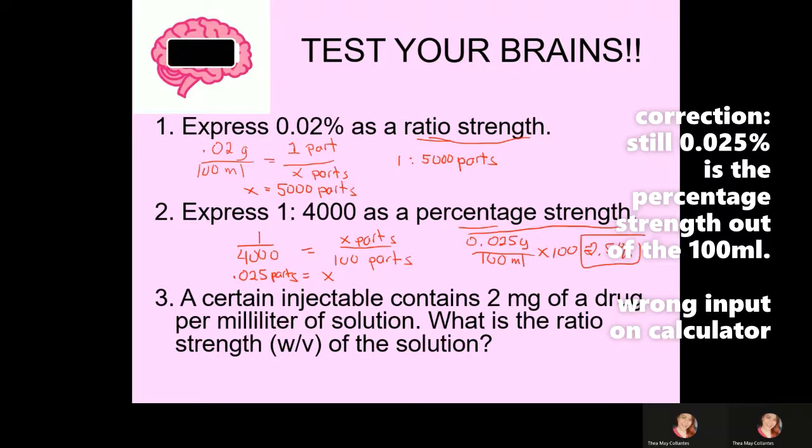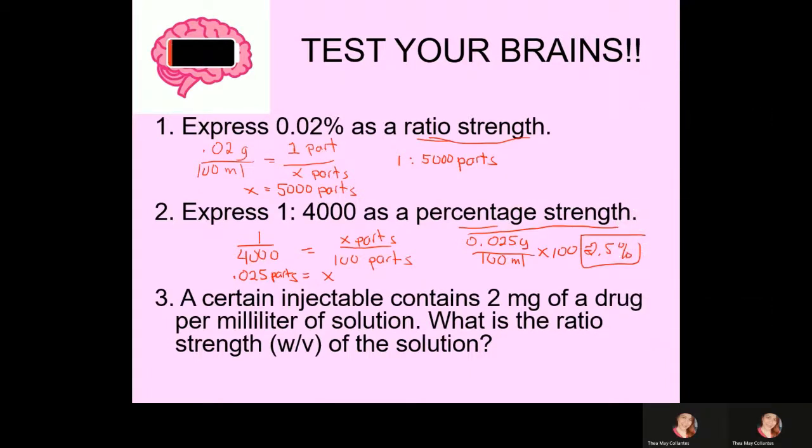So for number 3, try to solve on your own if you can get it. And just make sure that you're consistent with your gram per ml. Okay, so parts per parts, as long as you are using the same units.